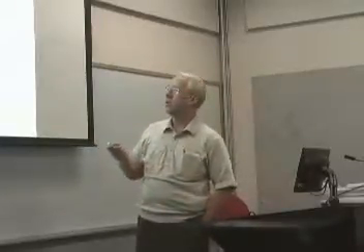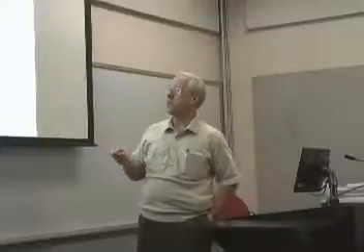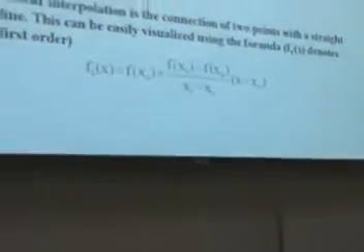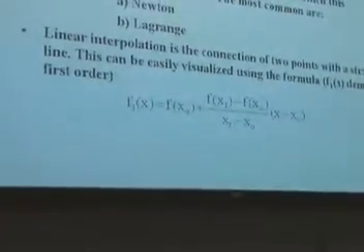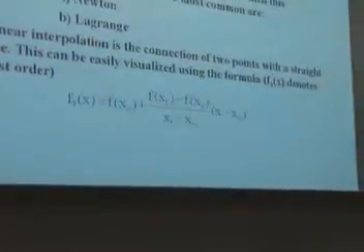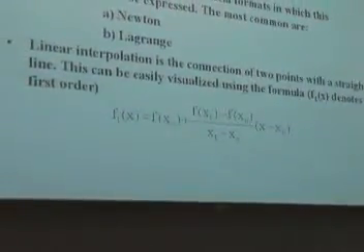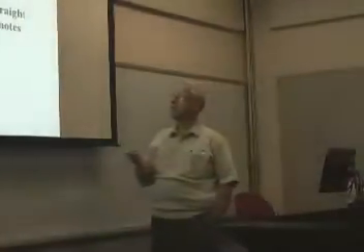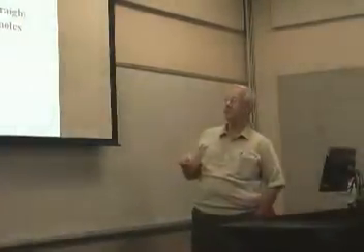All right. Linear interpolation, connection of 2 points with a straight line. If you can't do this, we probably are remiss in your education, going back to about 2nd grade or something like that. I think you were doing straight lines even in kindergarten, I'm not sure. Easily visualized using the formula, f1(x) denotes the first order.